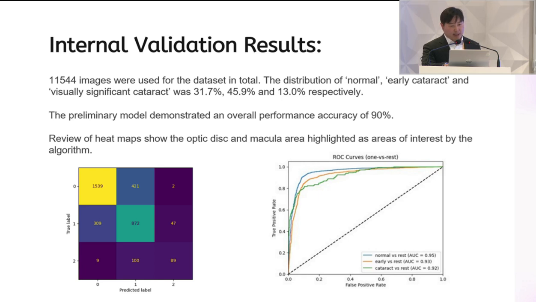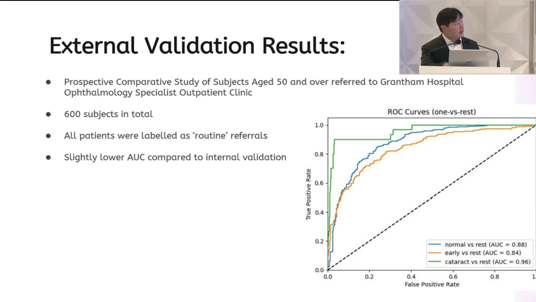Looking at the different mappings, you can see that the ROC AUC is quite good: normal versus others, early cataracts versus others, and cataract versus the rest. When we say cataract, we mean clinically significant cataract. Differentiating normal from cataract is probably the best, with an AUC of 0.95. We then compared it to an external validation data set of an additional 600 patients seen at our Grantham Hospital Eye Clinic. The AUC dropped slightly, but it still performed quite well, especially for normal versus the rest.